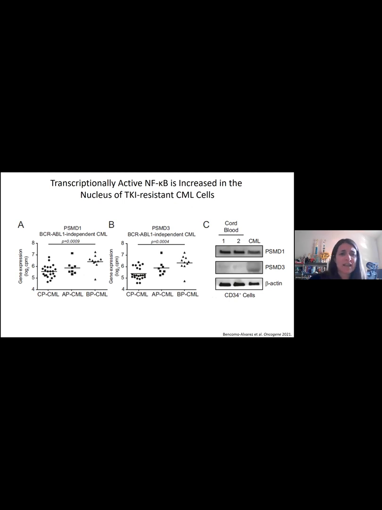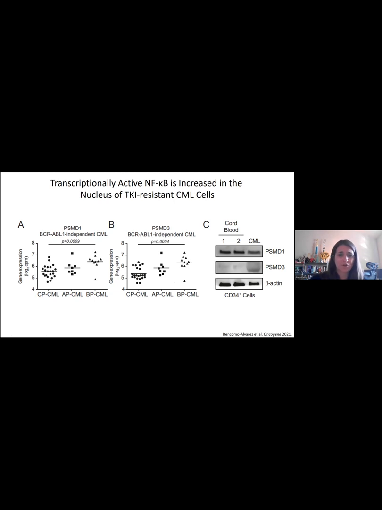So our data shows that both PSMD1 and 3 are upregulated at the RNA level in patients who have progressed to what we call the blast phase of CML. And blast phase of CML is very similar to acute myeloid leukemia in that you have an accumulation of undifferentiated blasts, you have reduced responses to therapy, and patients often only survive 3 to 6 months after diagnosis.